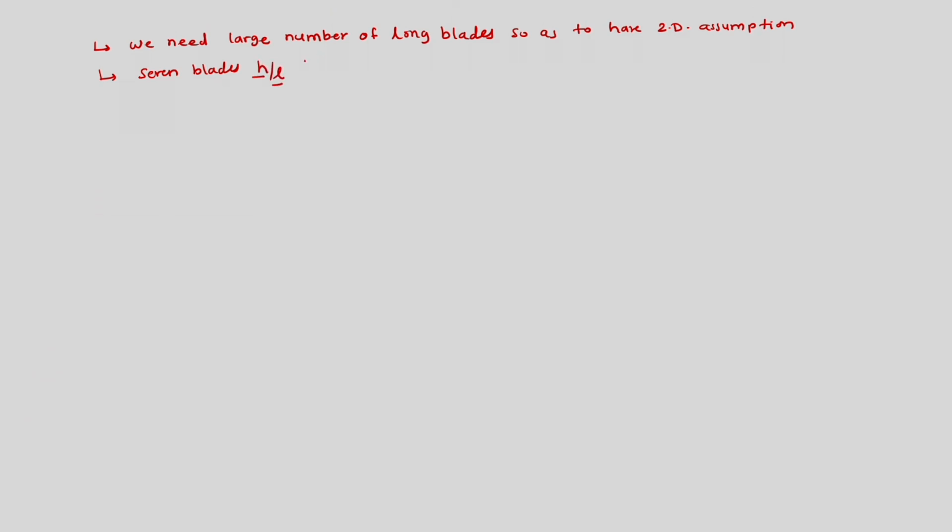Some essential points of the cascade tunnel include that we need a large number of long blades so as to have the two-dimensional assumption, but practically it has been seen that 7 blades with h by L, where h is the height and L is the chord of the blade, equal to 3, which is also called the aspect ratio, are sufficient. This is the minimum requirement.